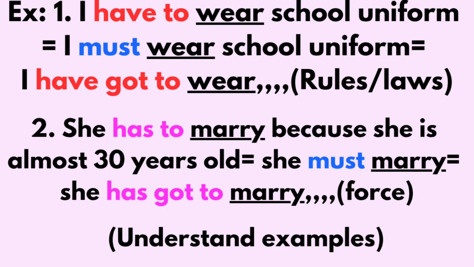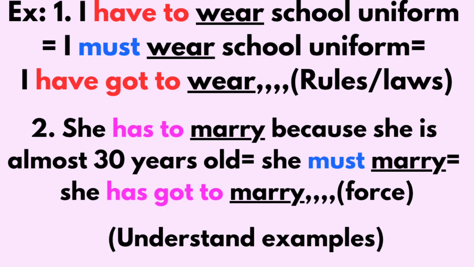Second example: she has to marry because she is almost 30 years old, equal to she must marry because she is almost 30 years old, equal to she has got to marry because she is almost 30 years old. I hope it is clear. When you have an alternative, you will easily communicate. Always look for alternatives.